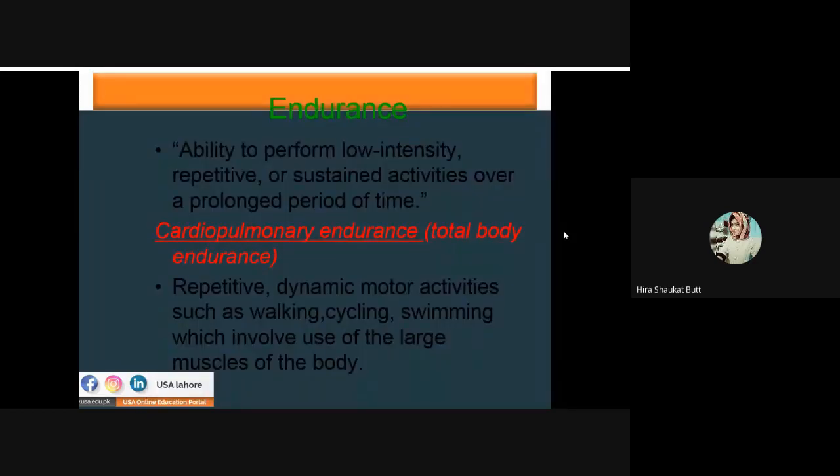Okay. So, so far we have read about two components of muscle performance. The first was muscle strength, the ability of a muscle to do work. The second was muscle power, the ability of a muscle to do work or to produce force over a time period. So third is muscle endurance.